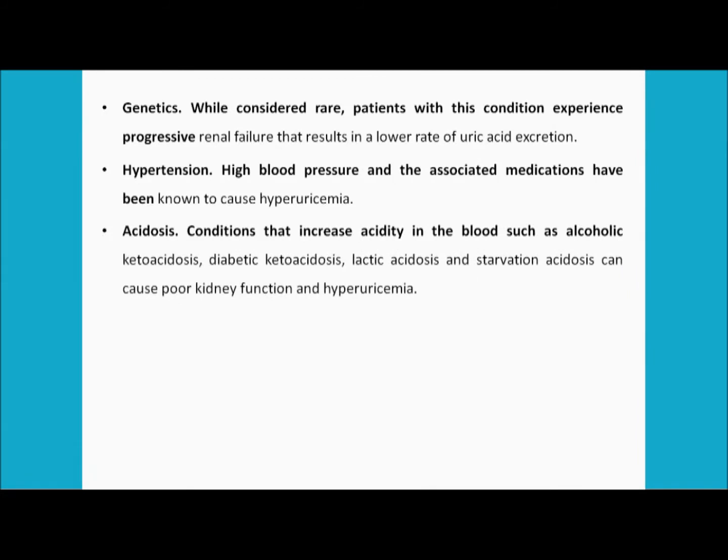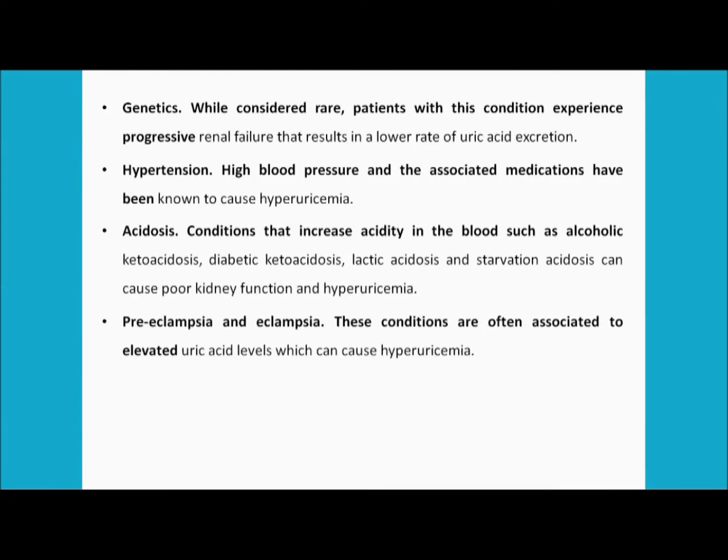The next condition is acidosis. We know that conditions that increase the acidity in the blood, such as alcoholic ketoacidosis, increase the acidity. Moreover, diabetic ketoacidosis, lactic acidosis or starvation acidosis can cause poor kidney function and hyperuricemia, right?